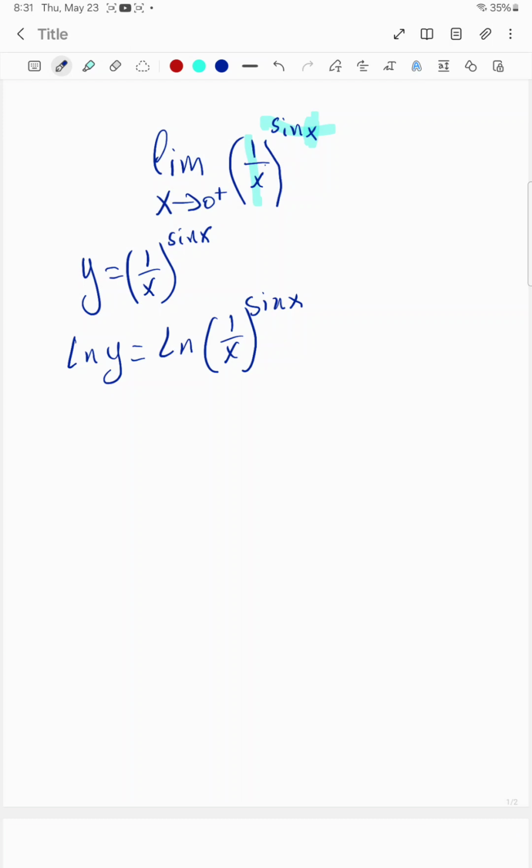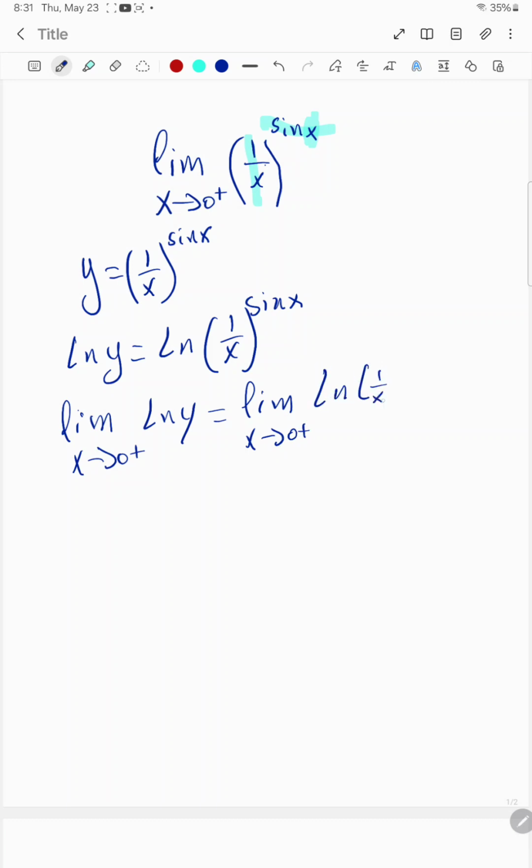And now, if I want to study the limit when x goes to 0 plus of ln of y, which is equal to the limit when x goes to 0 plus of ln of (1/x)^(sine x), we will concentrate on that part of my equality. And I know that with the logarithmic rule, I can bring the sine x here. So it is the limit when x goes to 0 plus of sine x ln of 1 over x.